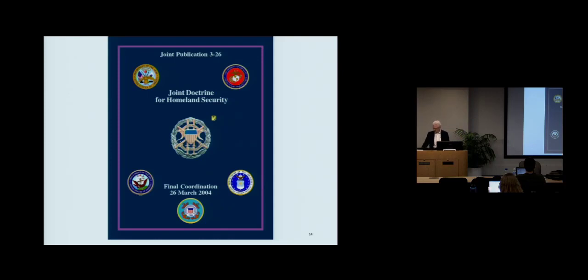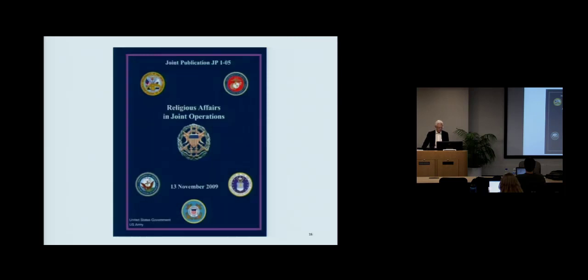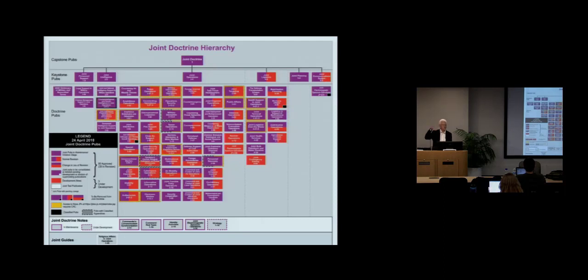So this is Homeland Security doctrine, this is Joint Cyberspace doctrine, which you can just download. This is Religious Affairs doctrine, which explains why we need not only Catholic priests and Muslim personnel, we also need humanist personnel, because not all soldiers are believers. And we have health doctrine and so forth.